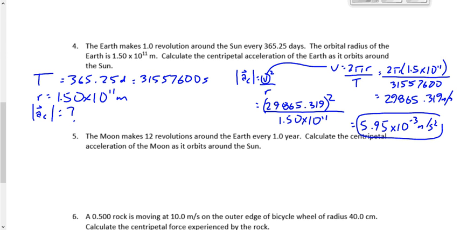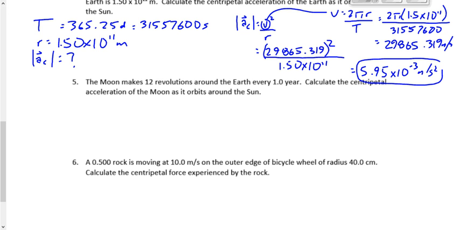Okay, let's take a look at number 5. Similar to number 4, the moon makes 12 revolutions around the Earth every 1 year. Calculate the centripetal acceleration of the moon as it orbits around the Earth, that should say.